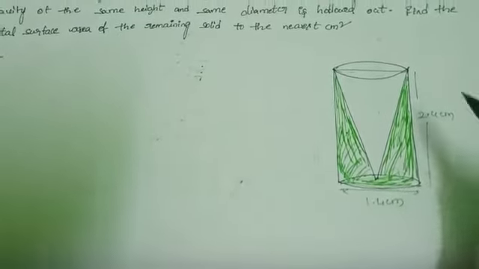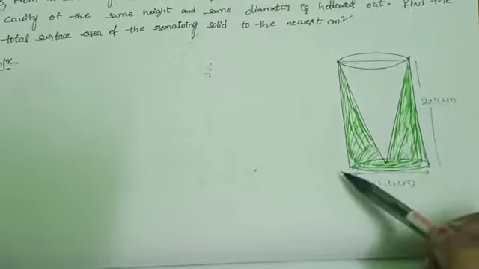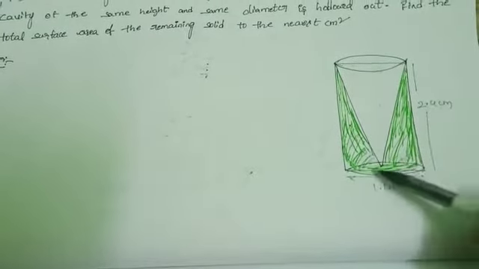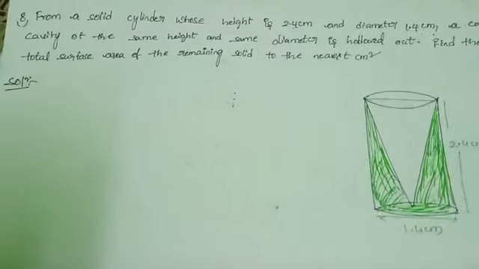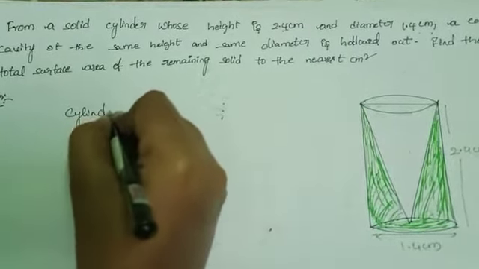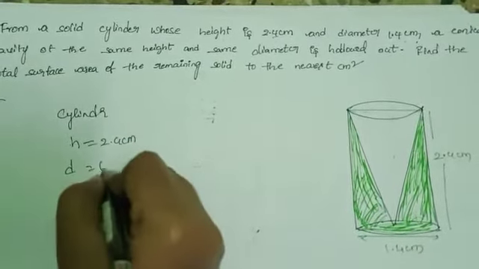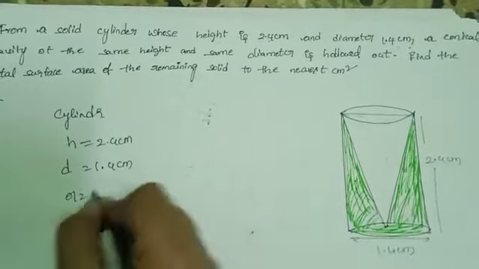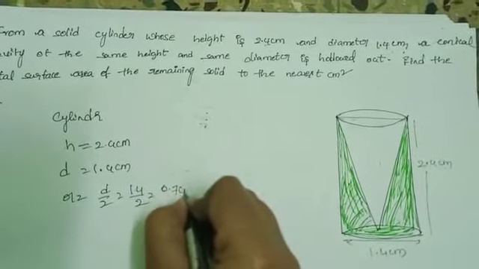See this diagram? This is the cylinder and inside the cylinder is the conical cavity. Here we have to find the surface area of the remaining solid. It means the green color region. This green color region is the remaining solid. Here the given cylinder height is 2.4 centimeters and diameter equal to 1.4 centimeters. What is the radius? Radius equals diameter by 2, which is 1.4 by 2, equal to 0.7 centimeters.